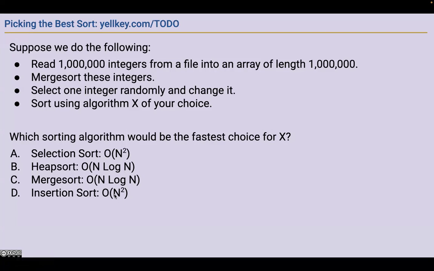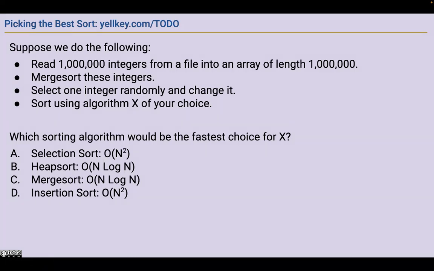So here's an interesting puzzle for you then. Let's say I have 1,000,000 integers, and I merge sort them. So I read the integers, I merge sort them. After I merge sort the integers, are they sorted? Yes, because I just sorted them. Good. And now, what if I took one number and I changed it? So I have this 1,000,000 length sorted array.